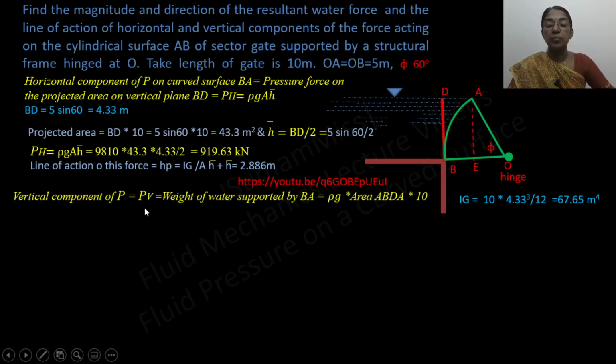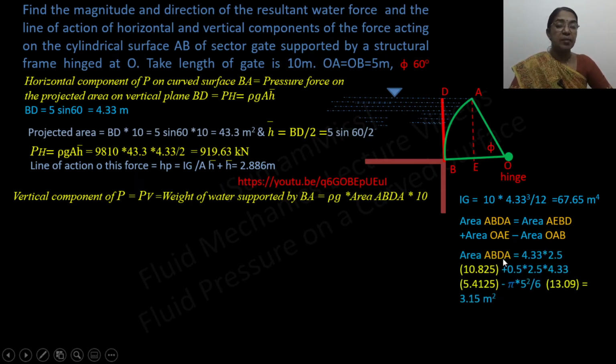So the vertical component of P is equal to the weight of the water supported by BA, that is equal to rho g into area ABDA multiplied with the length. So area ABDA equals area AEBD plus the area OAE minus the sector area, that is OAB.